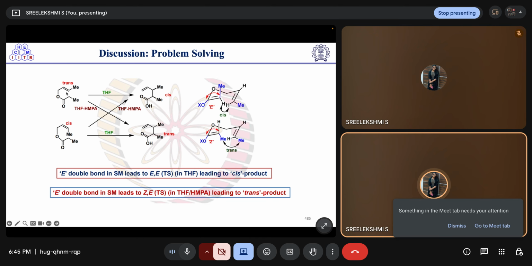So this E double bond that is present over here will be leading to this E transition state in THF solvent, which will be giving this cis product. And in the case of this one, this E double bond in THF HMPA will be giving this trans product. So this is just to show that the solvent also plays a role in controlling the diastereoselectivity of the reaction.